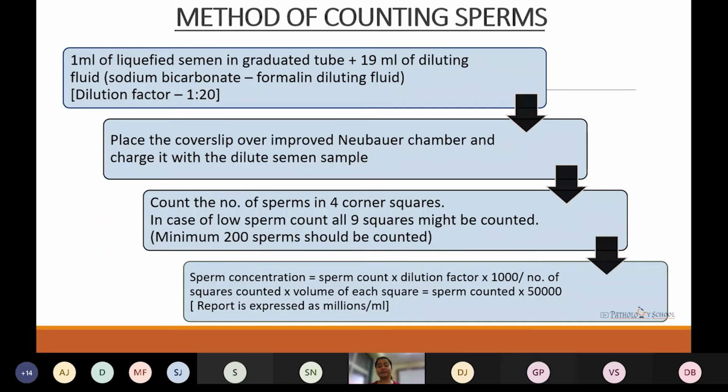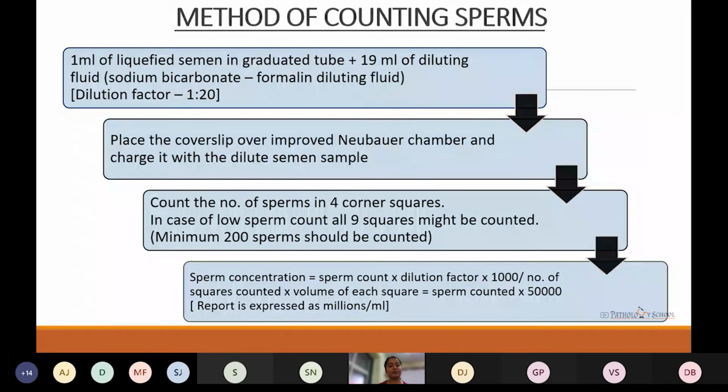Now, how do we count the sperms? We take 1 ml of liquefied semen in a graduated tube and we add 19 ml of diluting fluid to it, which is basically sodium bicarbonate formalin diluting fluid. Please note that the dilution factor is 1:20. Then we charge it in the Neubauer chamber. We put a cover slip over it and then we count the number of sperms in the 4 large corner squares. Please note that if the number of sperms is less, then we have to count all the 9 boxes. Minimum 200 spermatozoa have to be counted.